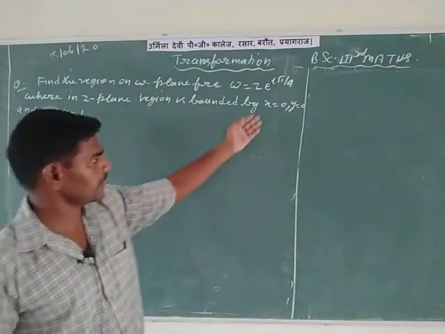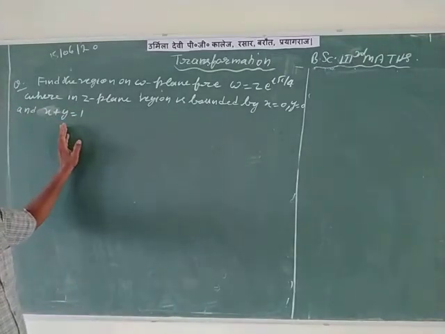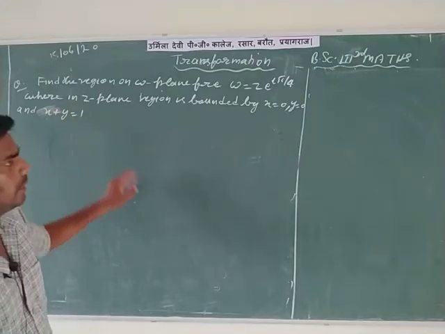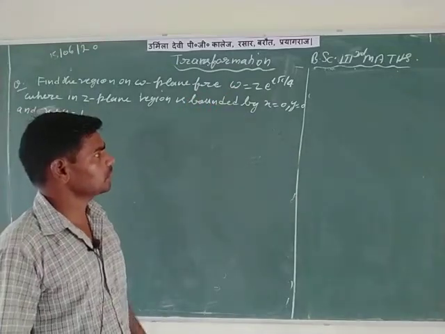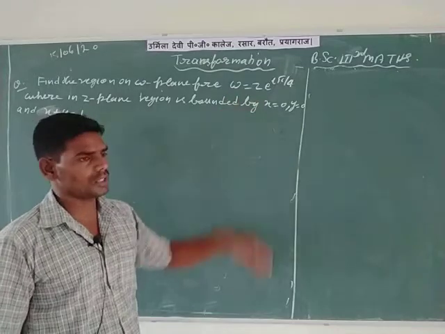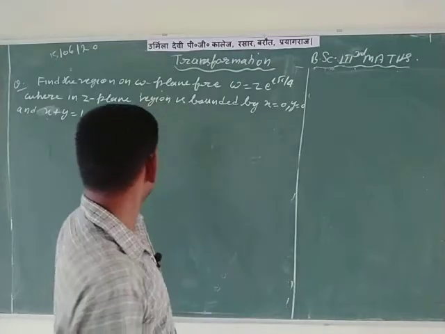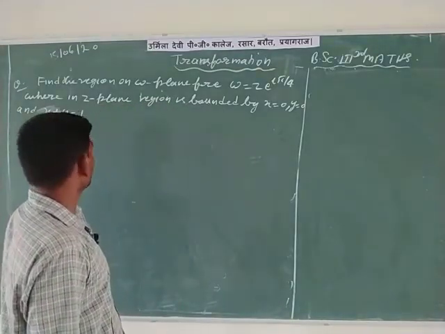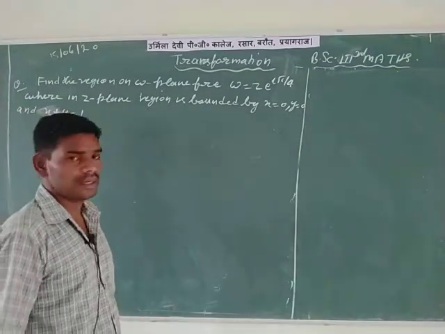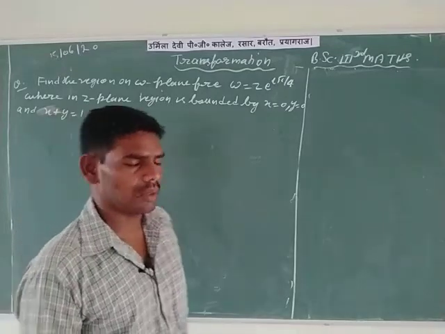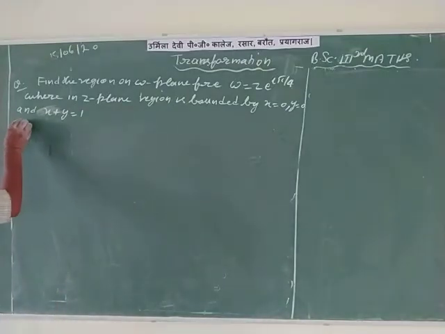So here the line x is equal to 0, the line y is equal to 0 and the line x plus y is equal to 1 are the bounding lines in the Z plane, and the given transformation is W is equal to Z e to power i pi by 4. This transformation is also known as rotation transformation, rotation mapping. So, in this question, given the rotation transformation W is equal to Z e to power i pi by 4 and the given region in the Z plane, find the region in the W plane with the help of this transformation. So, write the solution.